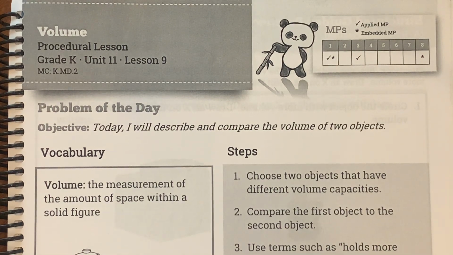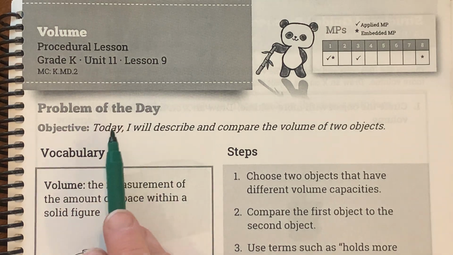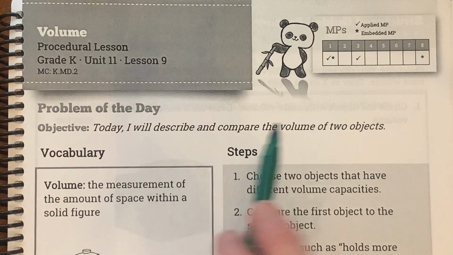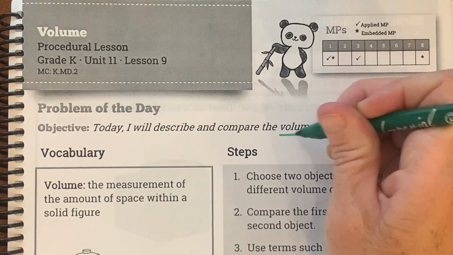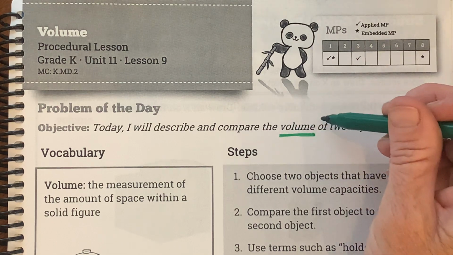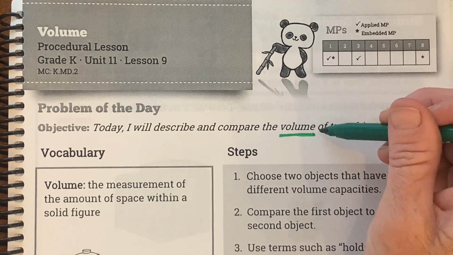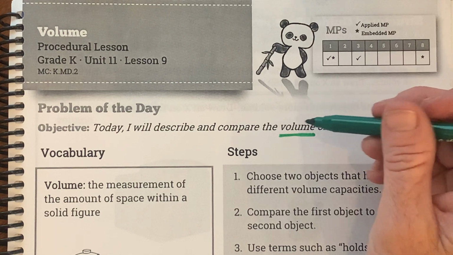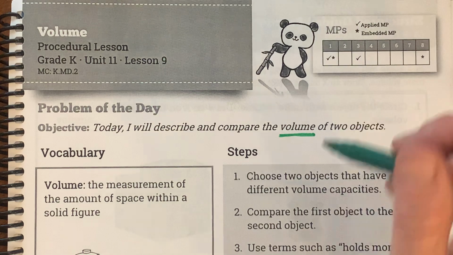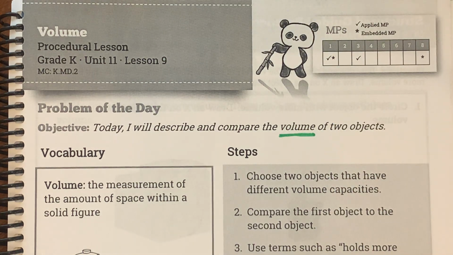We are on page 185, and today we're going to be talking about something called volume. Volume is how I pronounce the word. Our objective says, today I will describe and compare the volume of two objects. So here's our keyword, boys and girls, volume. Try and make sure you can say that with me. We hear the letter U in it. Volume. Okay, so let's look at what is volume.